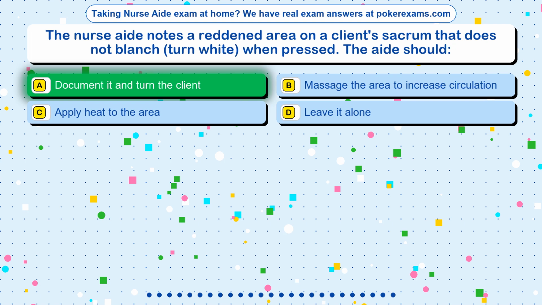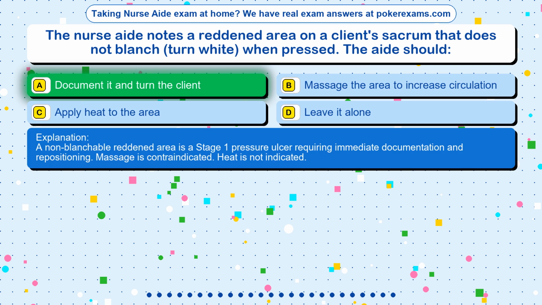The correct answer is option A. Document it and turn the client. A non-blanchable reddened area is a stage 1 pressure ulcer requiring immediate documentation and repositioning. Massage is contraindicated. Heat is not indicated.